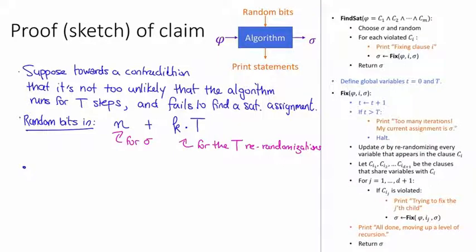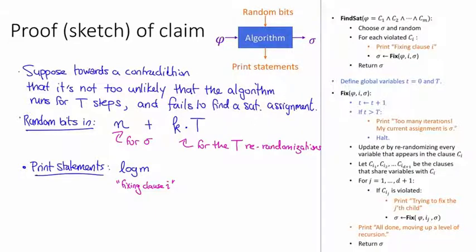How about print statements out? So I've put the algorithm over here so that we can kind of keep track of all the print statements. So the first thing is, once we're going to say fixing clause i, that takes log m bits. That's because there are m possible values for i, so it takes log m bits to write it down.